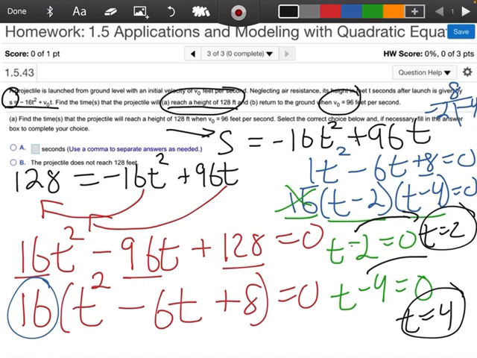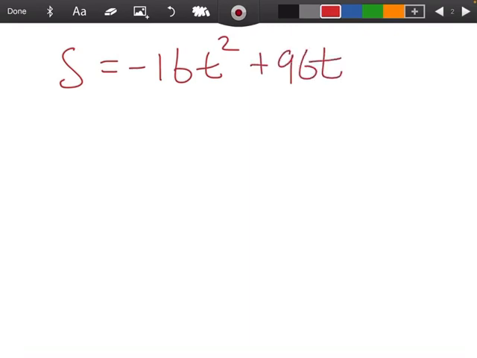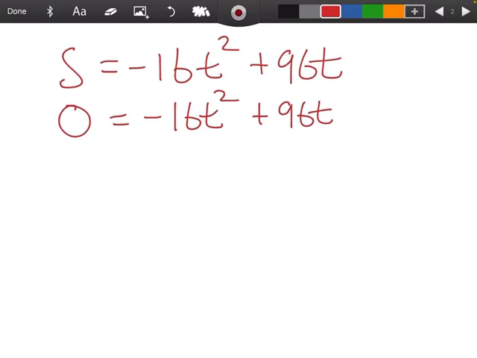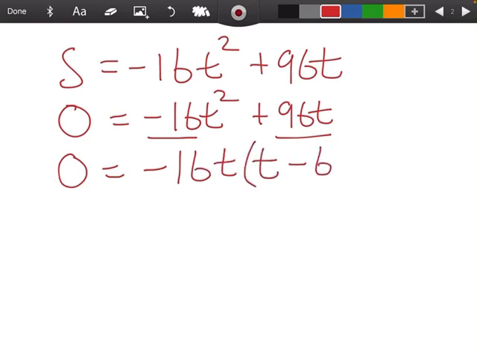Now, there's a second part, because the second part says, when are we going to return to the ground? So remember, here's my equation. I'm going to write that down again on the next slide. S equals negative 16t squared plus 96t. We want to know when it's going to reach the ground. Well, when it reaches the ground, the S value is going to be 0. So 0 equals negative 16t squared plus 96t. What I'm going to do now is factor this. I'm going to take out a negative 16t, and I'll be left with t minus 6.